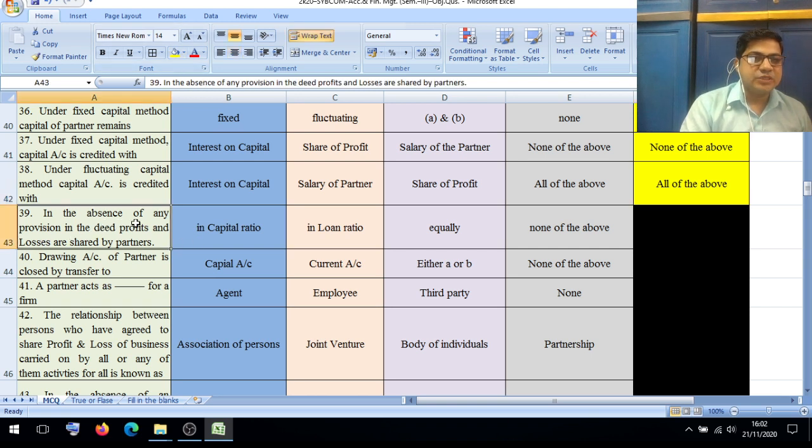In the absence of any provision in the deed, profit and losses are shared by, so it is in capital ratio, in loan ratio, equally, none of the above.